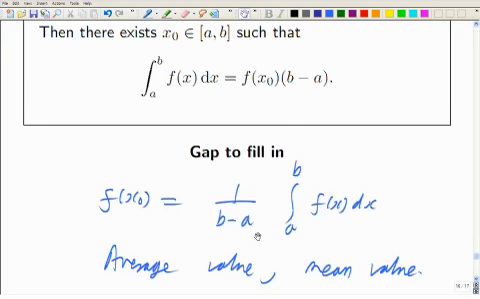So they're the two big theorems from this chapter. The fundamental theorem of calculus is a really important one because it tells you that you can anti-differentiate continuous functions.